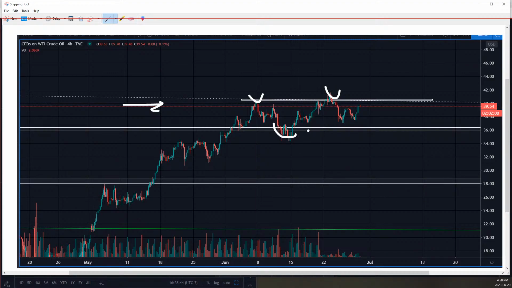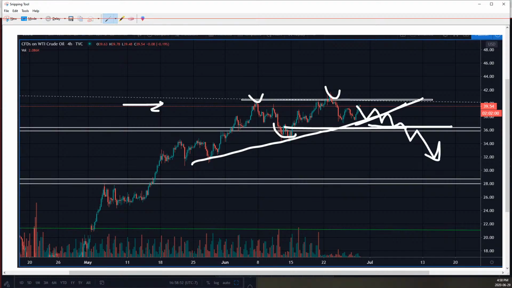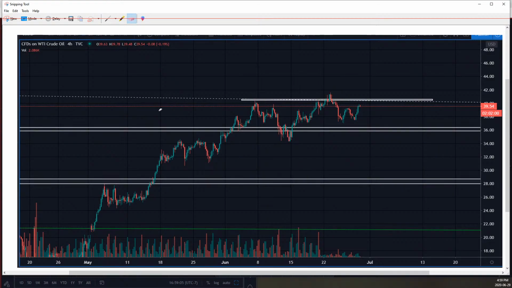So I would be looking for a break of the support zone, and it would be great if we would get an ascending zone that can confirm double confirmation. So we get not only a break of this ascending zone, but this horizontal zone. And then we'd be looking for continuation patterns with an ascending wedge, ascending or descending triangle, something like that. But that is the game plan every time. So that's going to be my analysis on oil.